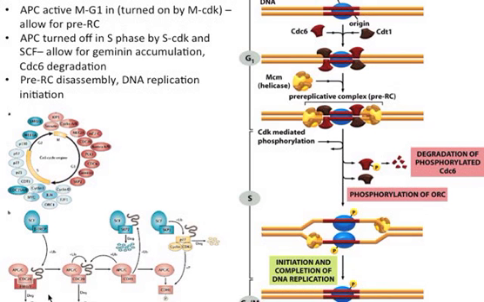SCDK will turn off APC, and this allows for accumulation of geminin, which then will play a role in inhibiting the pre-RC and disassembling the pre-RC, and that needs to happen in order for S phase to initiate. So things to think about are when is APC active, and what is it degrading, and how does that affect initiation of S phase.